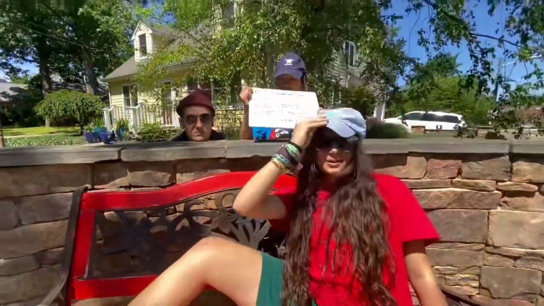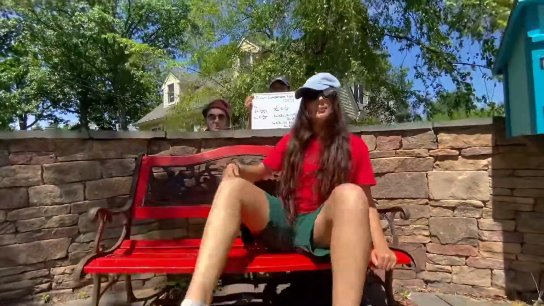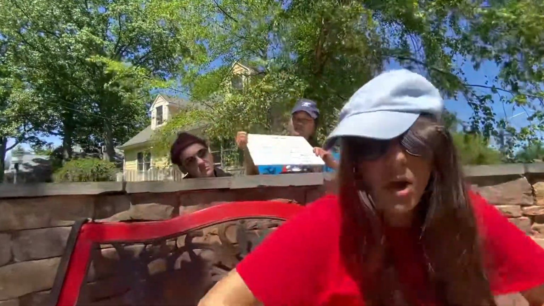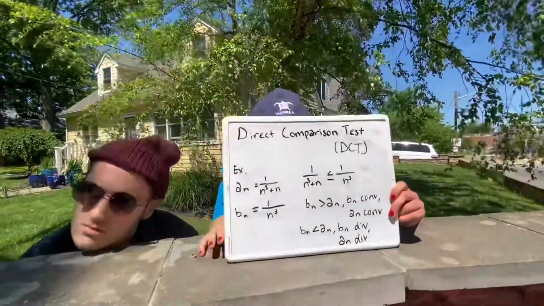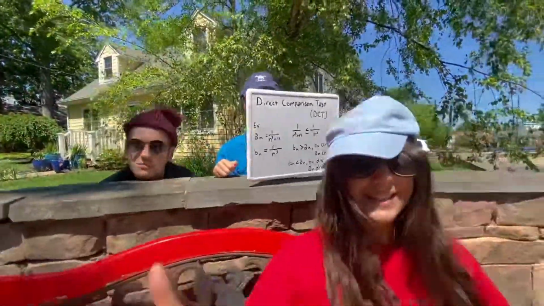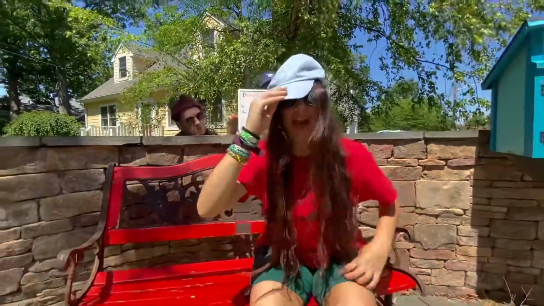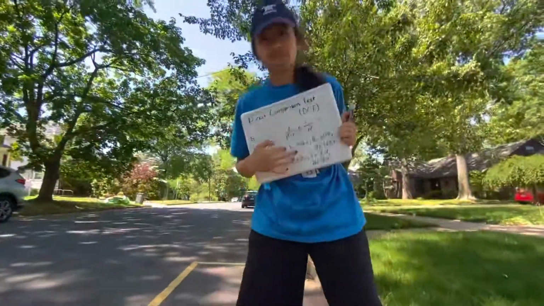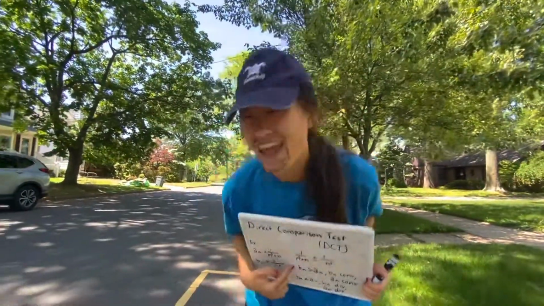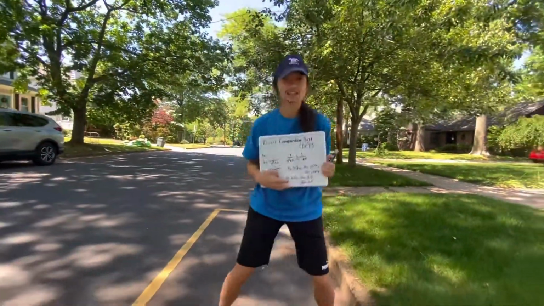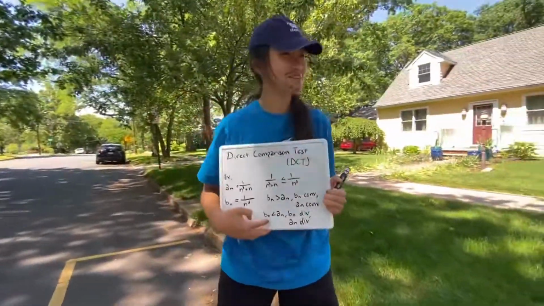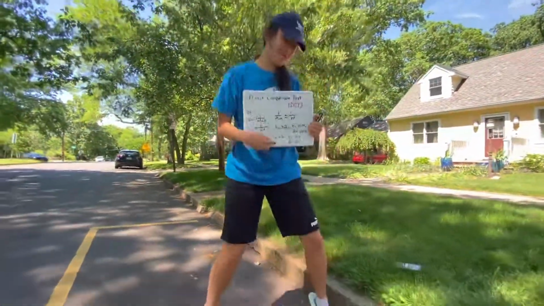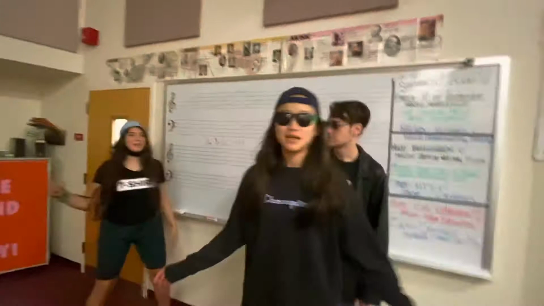Direct comparison test is an easy one. Get a b sub n and you're almost done. Make it the simplest version of the original term. DCT is easy, we can affirm. Prove b sub n converges and that it's more than a sub n, that means a sub n converges too. Prove b sub n diverges and that it's less than a sub n, that means a sub n diverges. But don't forget, once again, a sub n and b sub n have to be greater than 0. You know who you talking to, we your math heroes.